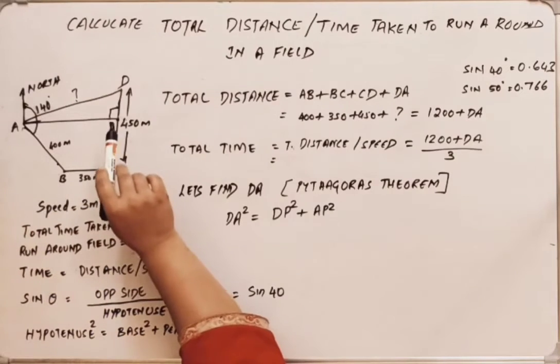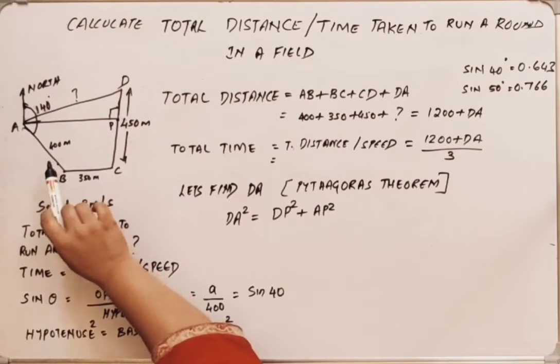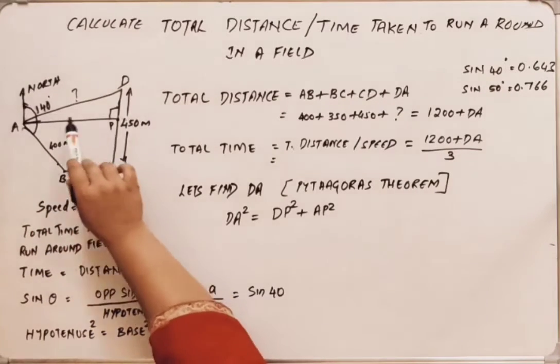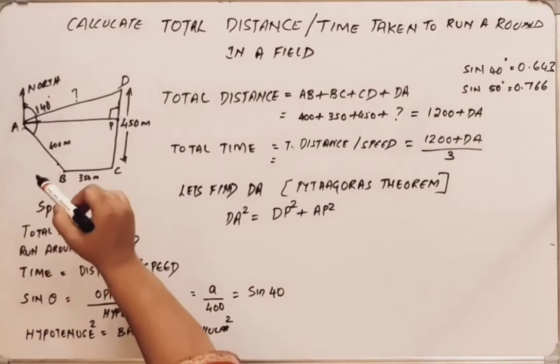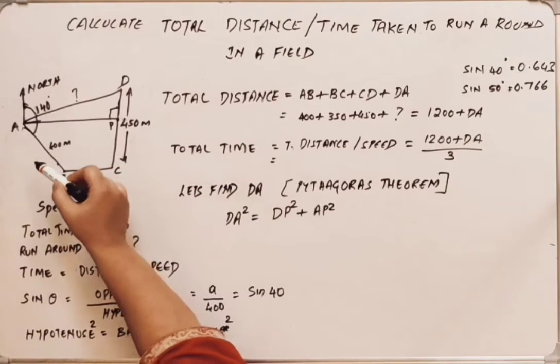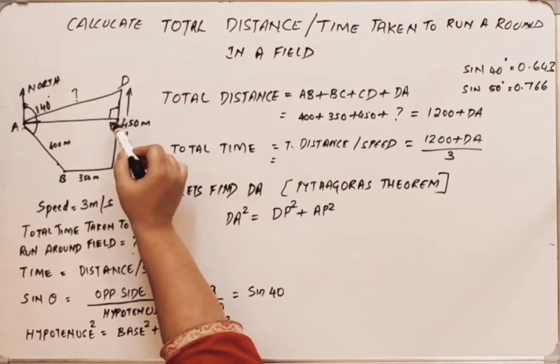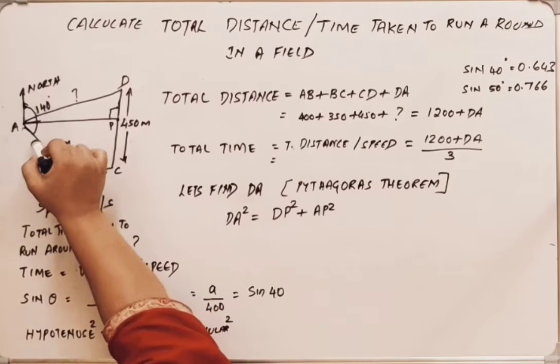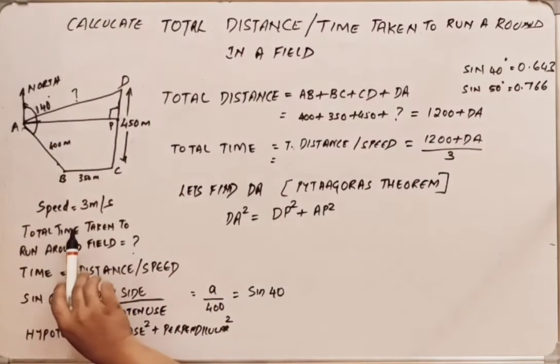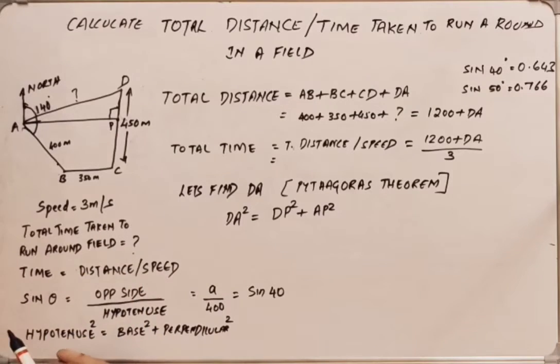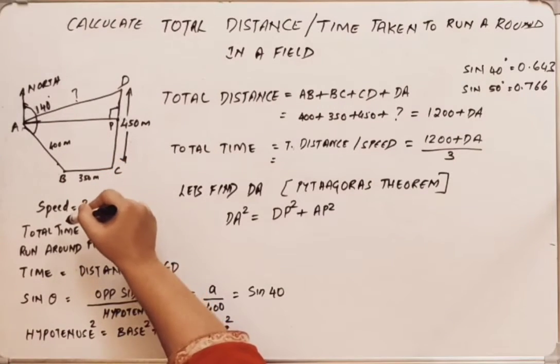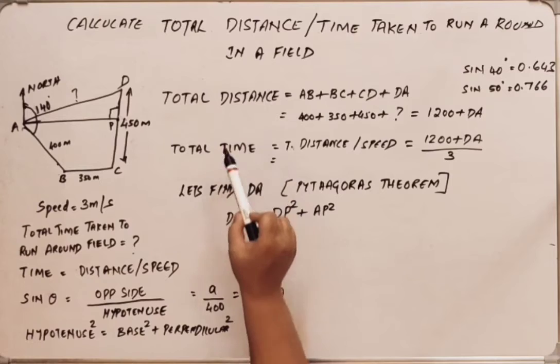We have a field where we have to calculate the total distance and the total time taken for a person to run around the field. We have been given inputs where we have been given the lengths of the sides, an angle of 140 degrees and speed, which is 3 meters per second. So using these parameters, we'll have to arrive at total distance and total time.